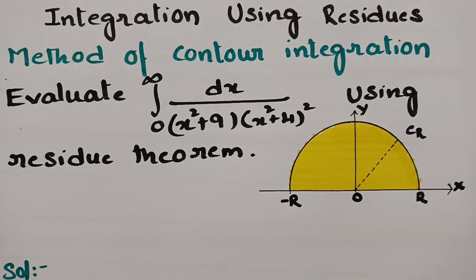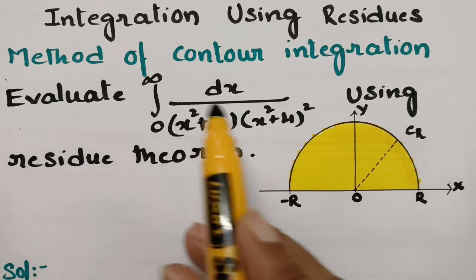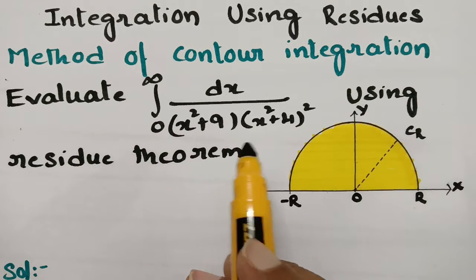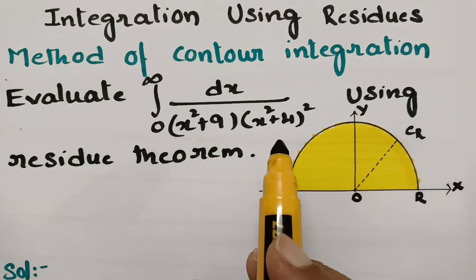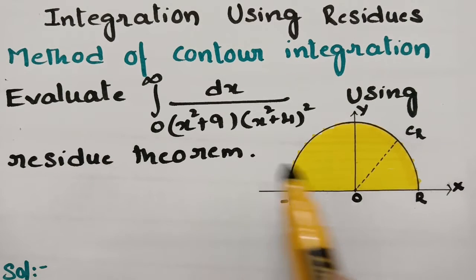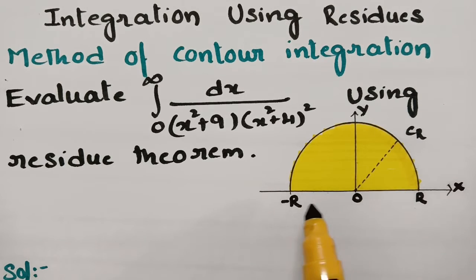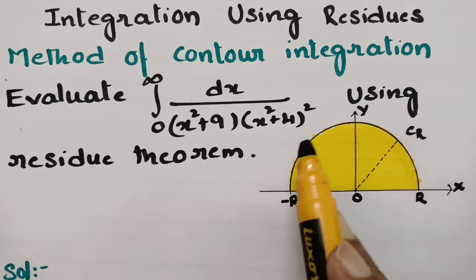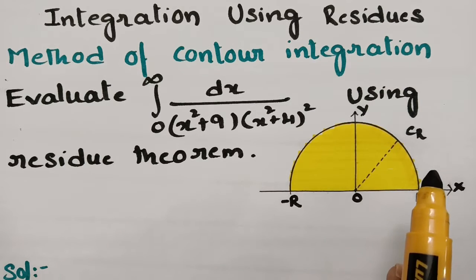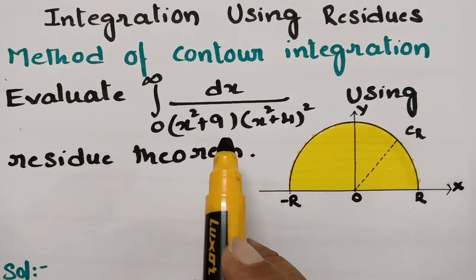In this video, I'm going to evaluate the integral from 0 to infinity of dx by (x squared plus 9) into (x squared plus 4) whole square, using the residue theorem. As you know, this is the contour: a semicircle with center 0 and radius r, along with the real axis from minus r to plus r. We have to evaluate this integral.